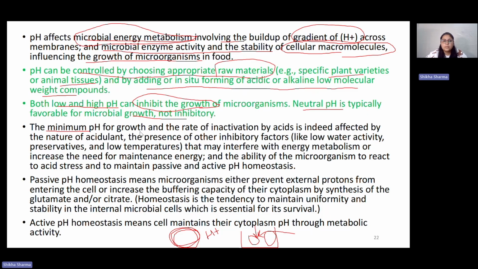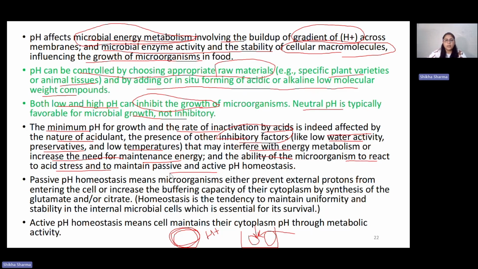The minimum pH for growth and the rate of inactivation by acid is indeed affected by the nature of the acidulant, and the presence of other inhibitory factors like low water activity, preservatives, and low temperature that may interfere with the energy metabolism or increase the need for maintenance energy, and the ability of the microorganisms to react to acid stress and to maintain passive and active pH homeostasis.